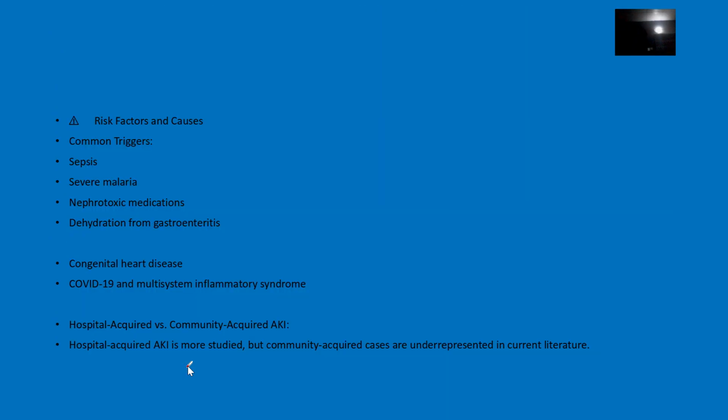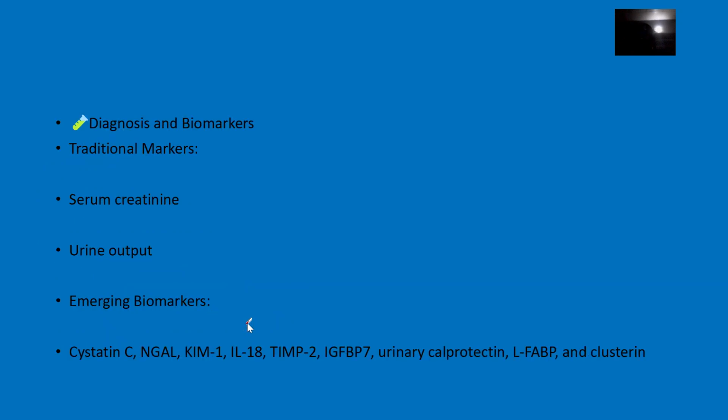So risk factors and causes. What could make it very easy for you to actually have acute kidney injury? If you have a bloodstream infection, that's sepsis. Of course, blood flows to the kidneys too. Severe malaria, nephrotoxic medication, so you are taking some drugs that are stressing the kidneys so much. Dehydration from gastroenteritis, congenital heart disease, COVID-19, and multi-system inflammatory syndrome. So you can have the one that you got from the hospital, you can have the one that you got from the community. Those ones, we'll discuss them in a separate video.